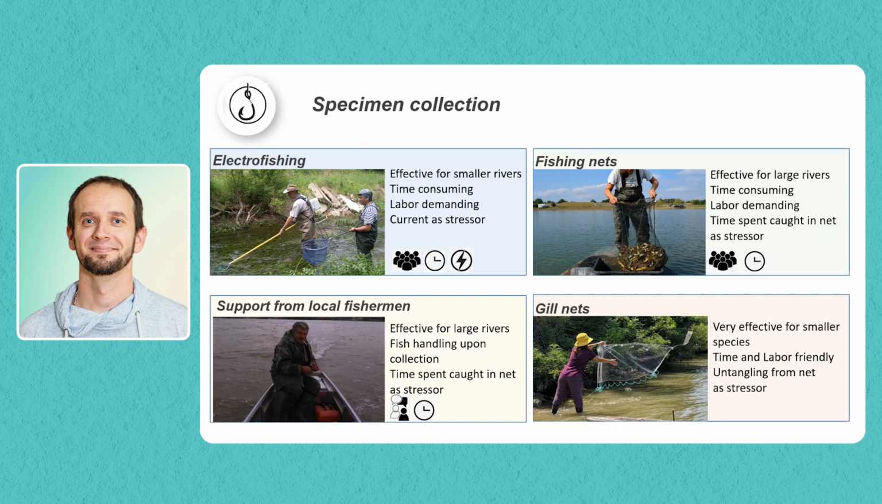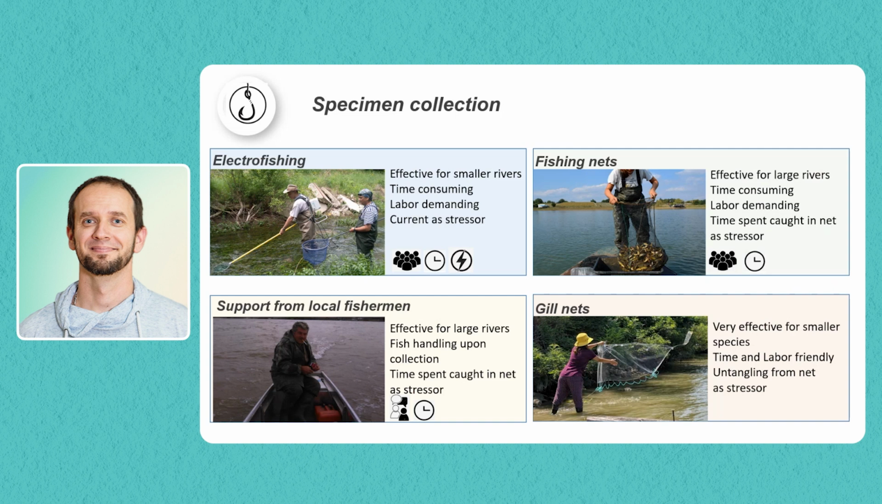Electrofishing is very effective for smaller rivers, but for big rivers, not at all. It is time consuming. It is labor demanding because you have to bring additional experts on the field from field ichthyology, who actually know how to do it and how to set up current, so you can avoid current as an additional stressor on your animals.